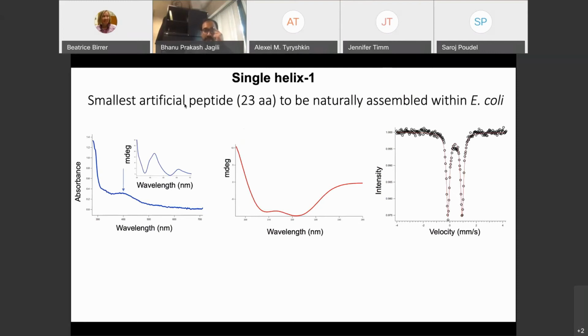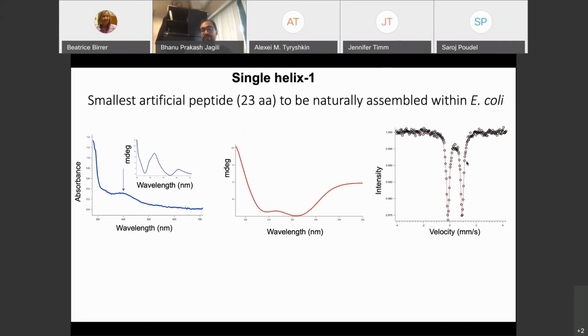Likewise, we began to characterize it as we did for the CCIS. For example, this is the UV-visible spectrum, which is very similar to the CCIS. And this is the CD in the visible, which is again very similar to its parent CCIS. The CD in the far UV is slightly different, obviously, because it is 100% helix. And this is the Mössbauer spectrum, which is also very close to its parent CCIS. So with this, we can say that the small helix is binding our iron sulfur cluster.